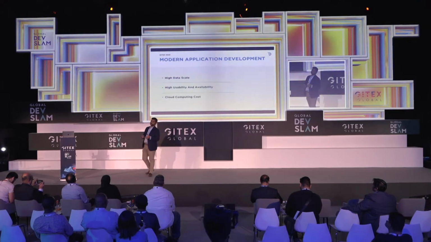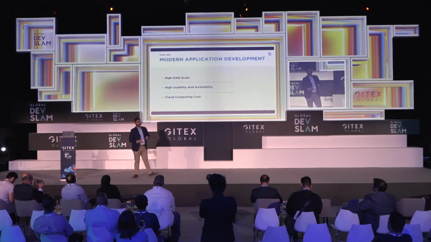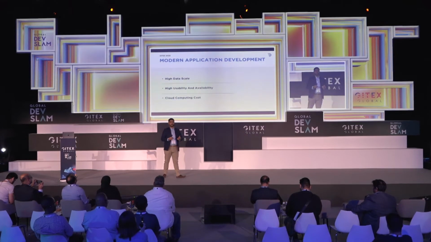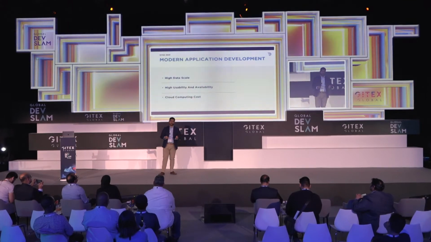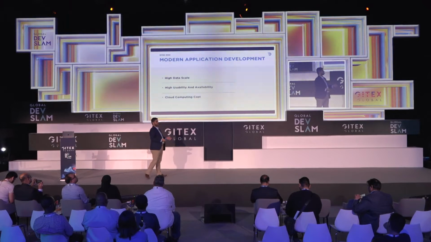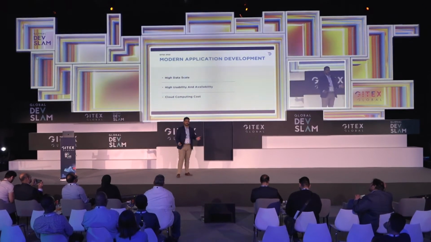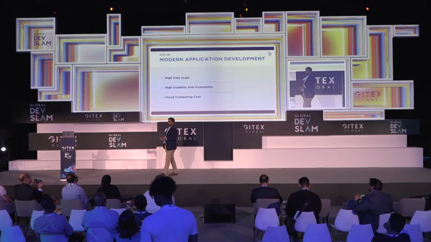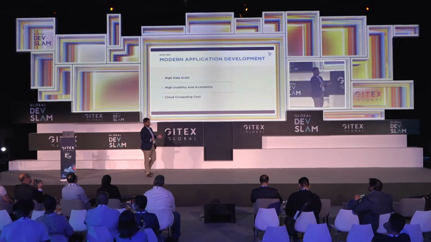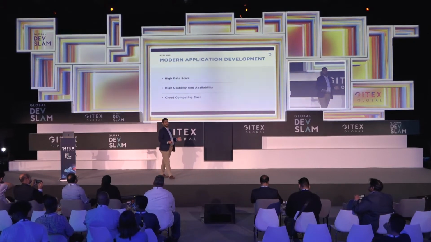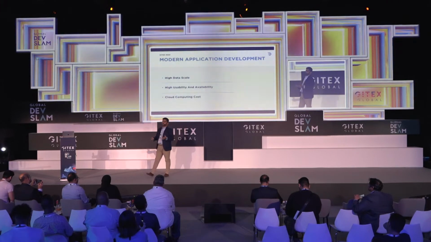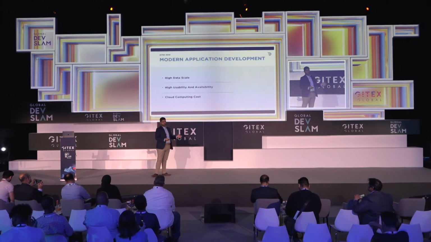So what do we typically do now in our modern application development? Nowadays, when we are building an app, we are dealing with huge amounts of data. Everyone is connected to the internet, right? Everyone has mobile phones, so everyone can use your application. Your application should meet the need of high data scale. Also, since everyone is using your application, it should be highly usable and available. So your application should be able to scale at users' demand.